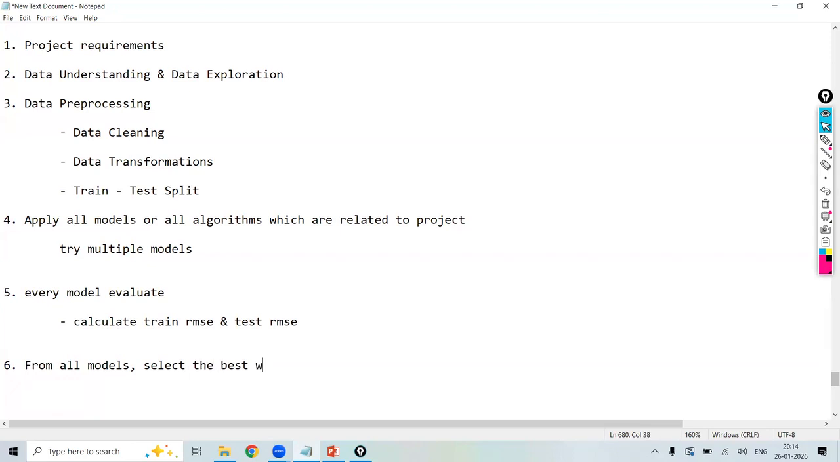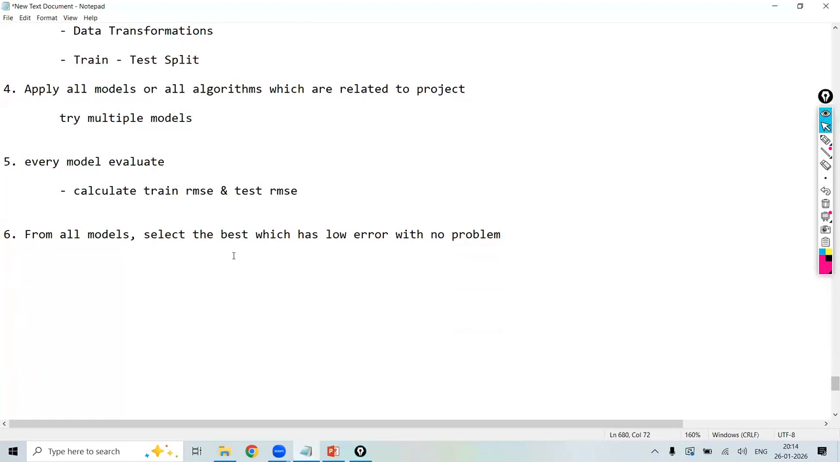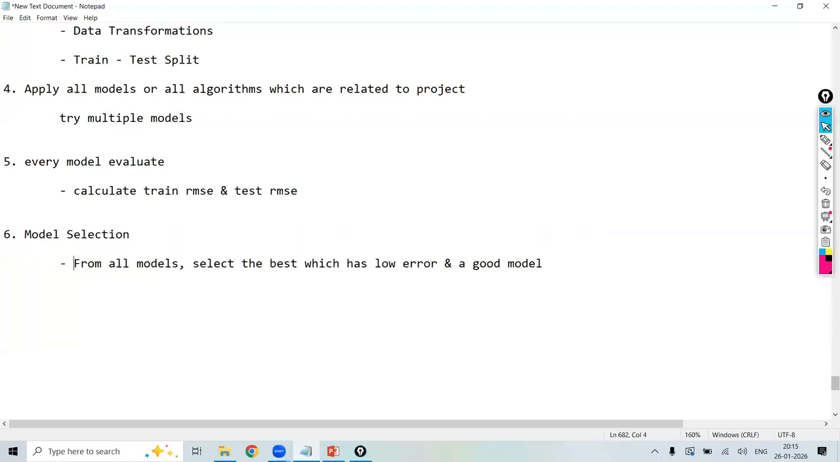Select the best, the one which has low error, with no problem. No problem means no underfitting, no overfitting should be there. That is also called a good model, which has low error. From all the models, we are going to do this. This step is called model selection.